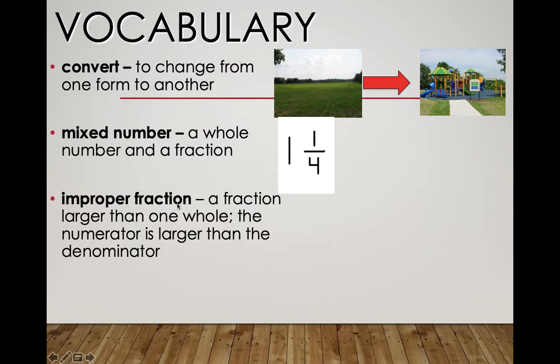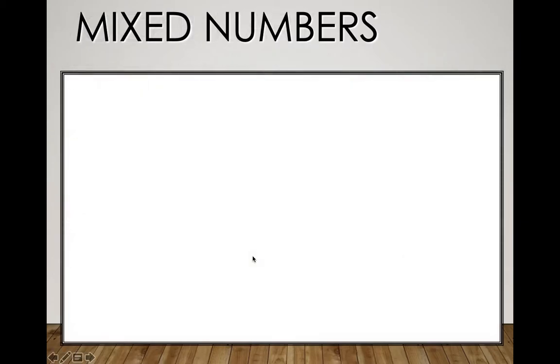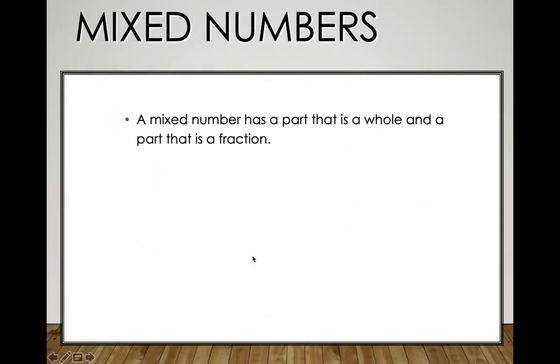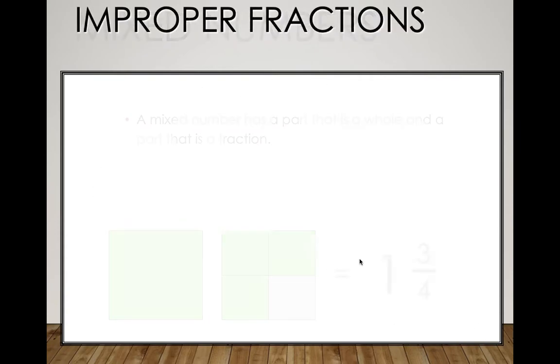An improper fraction is a fraction larger than one whole. So your numerator is going to be bigger than your denominator. So 9 over 5, 9/5, is an improper fraction. Okay, so a mixed number. A mixed number has a part that is a whole and a part that is a fraction. So if we look at this, we have one whole, and then we have 3 out of 4 for my fraction. So as a mixed number, it's 1 3/4.